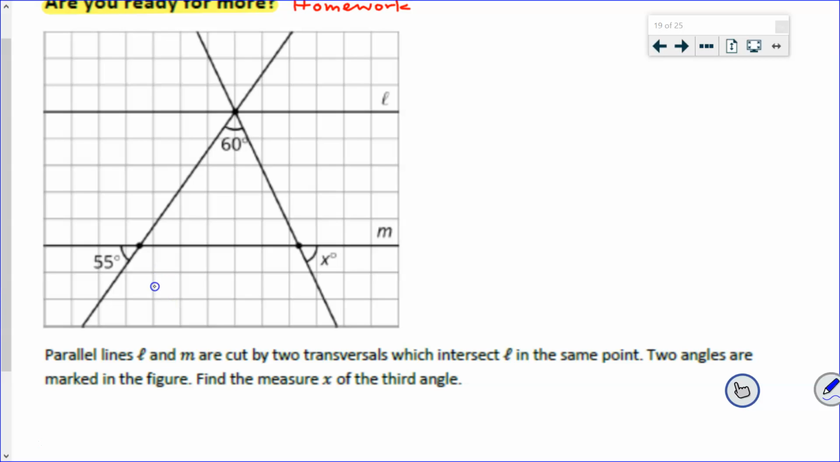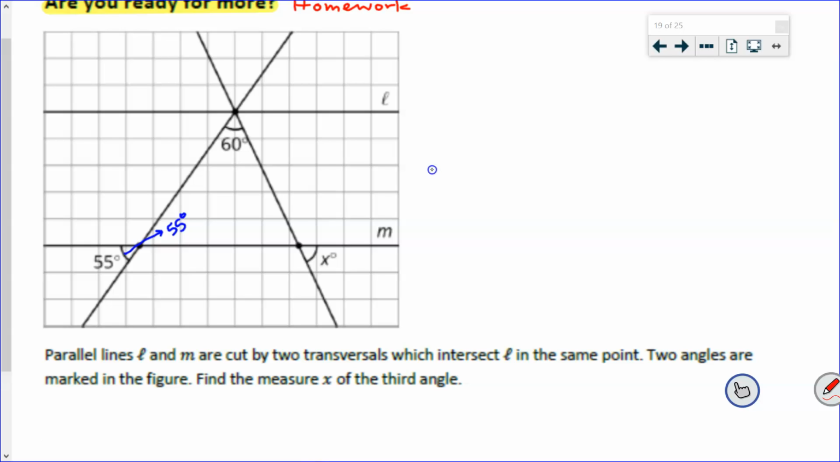Yeah, vertical angles are congruent. So that tells me that this 55-degree angle is going to be the same as this angle because vertical angles are congruent. And now I know that this is 55 degrees. How many angles do I know of that triangle? I know 2 angles. Can you use that information to find the third angle of the triangle?